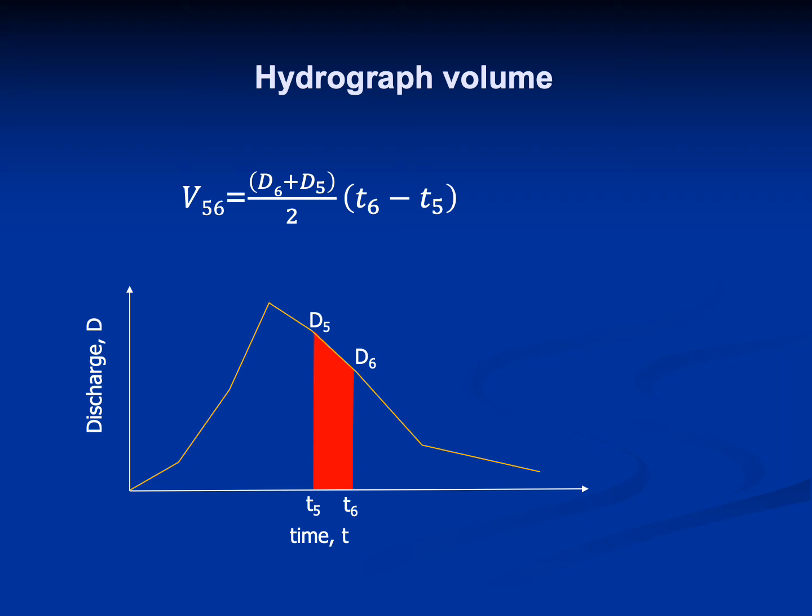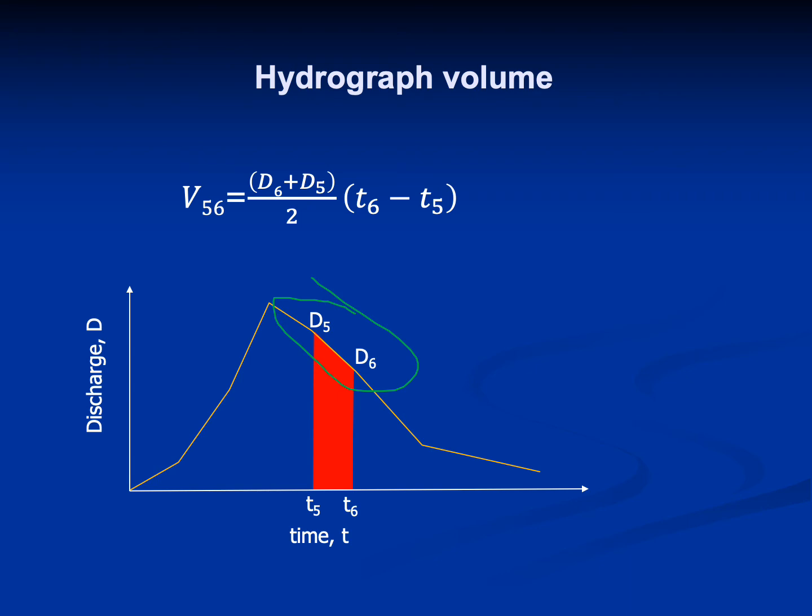So if you want to know the volume of streamflow that entered a wetland between time 5 and time 6, we multiply the average discharge rate for that interval, shown here, D5 plus D6 divided by 2, by the elapsed time, T6 minus T5.